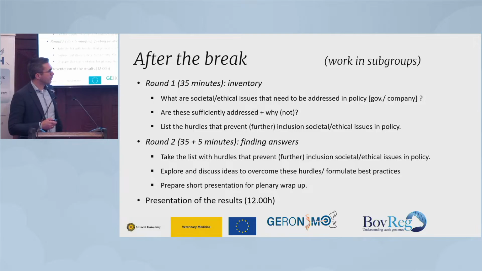Two rounds, so we have round 1, 35 minutes, you will have a scheme, I will show that later on. Define in your small group a number of topics where you think this is related to ethics in society for GENE-SWitCH or Geronimo, or maybe BovReg as well. The question, are these sufficiently addressed in policies? Yes or no? And why not? And then try to list what you think are hurdles in order to deal with these ethical and societal issues.